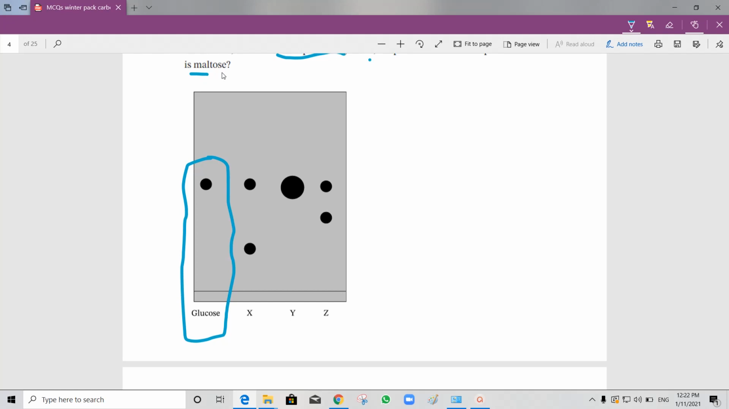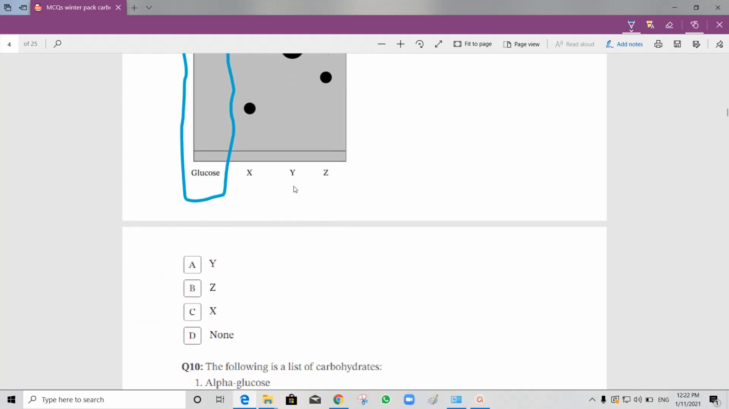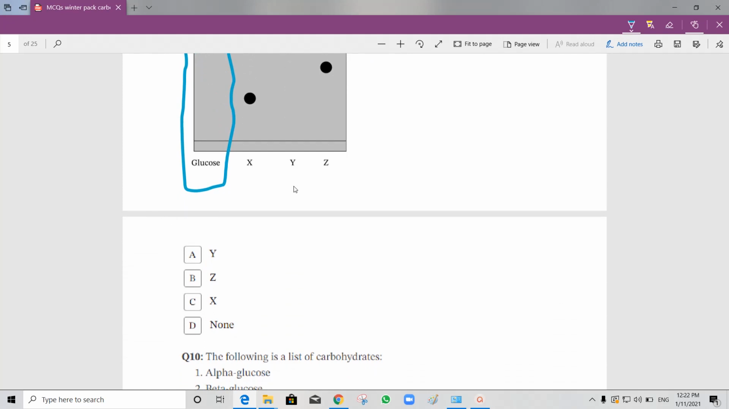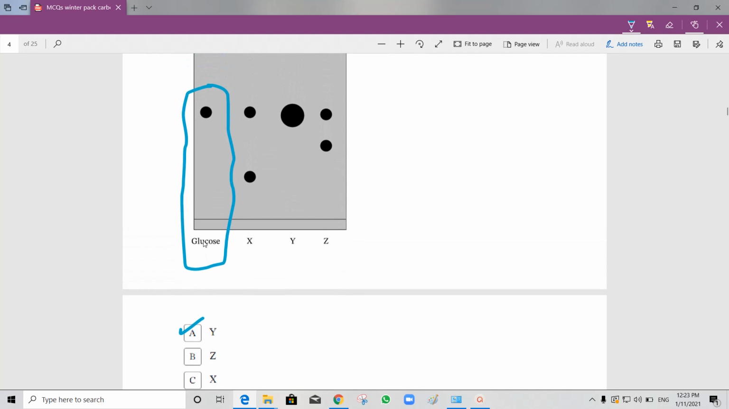So I have to choose a spot that contains glucose, of course. But I cannot choose X, and I cannot choose Z. Why? Because maltose is not only one spot of glucose. It is two glucose molecules. So I have to choose a large spot. The correct answer for question number 9 will be A, which is Y. This is the correct one for maltose.